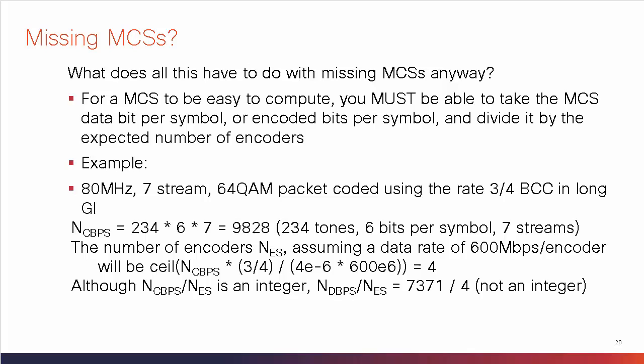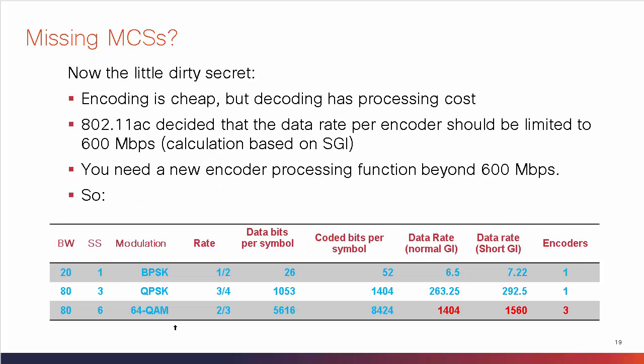So the logic is to say that this process should be consuming the same amount of resources. So if you take the MCS data bit per symbol or the encoded bit per symbol, you should be able to divide those symbols by a certain number of encoders and find an integer, say a number of encoders. So the math is a little bit complicated because when you want to make this determination, you're going to take the modulation, number of spatial streams, and transmission channel size to understand how many bits you're going to have on the data bit side and on the encoded bit side to try to find the same numbers as what you have in this table, for example.